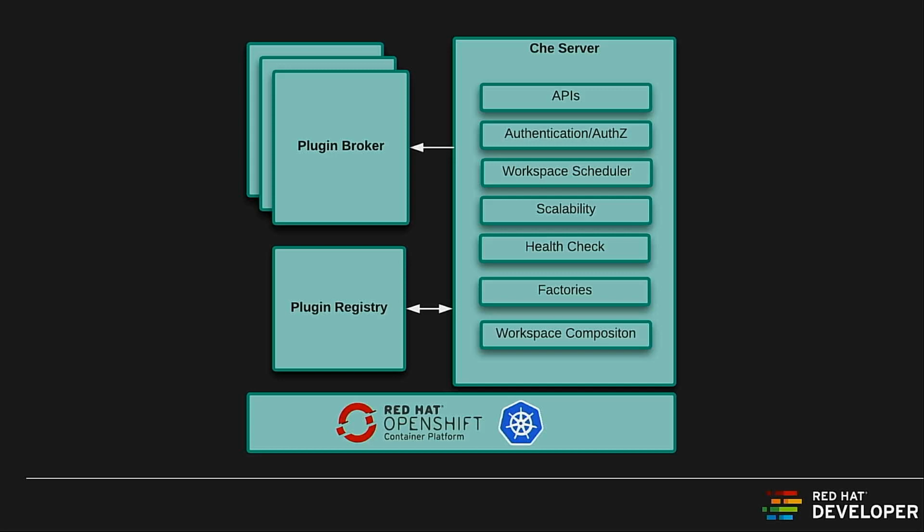Plugin registry is actually a container with a REST endpoint, which returns a big JSON file that lists the plugins, the information about the plugins that you want. And that information includes things like where do I get this plugin, what kind of an image I use for it, what is the name for it, and that sort of metadata. When that metadata is received, it is passed to an instance of a plugin broker.